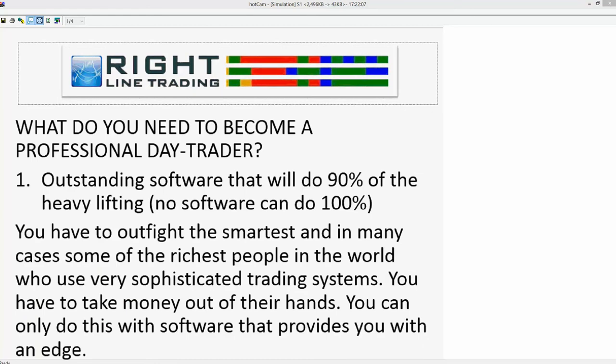Now, what do you need? Essentially, what do you need to become a professional day trader? One is you definitely need outstanding software that's going to do 90% of the heavy lifting. Now, you saw from the live trades that I took today and from the trading setups just what we're looking for. But 10% of what we do is discretionary.